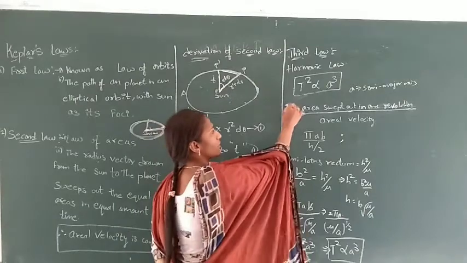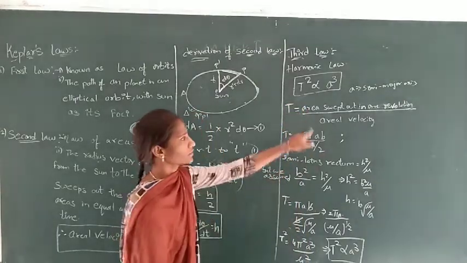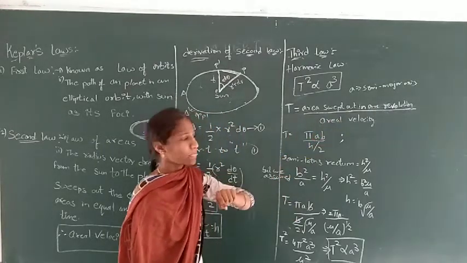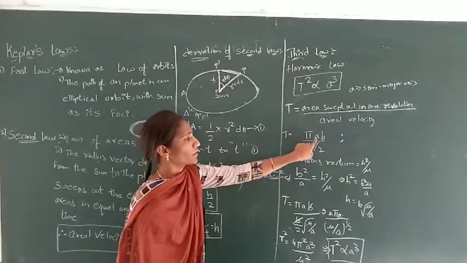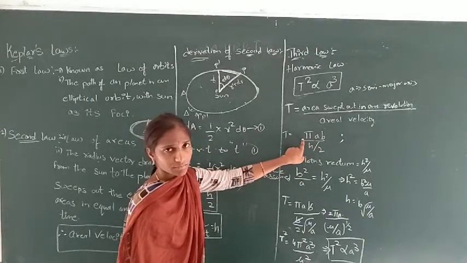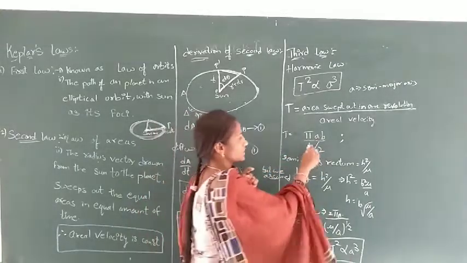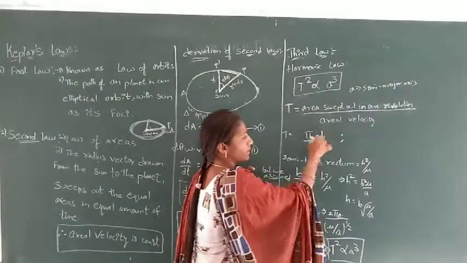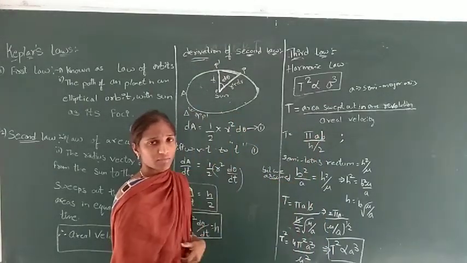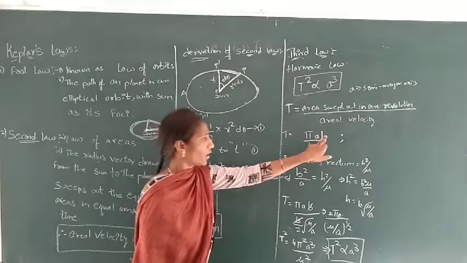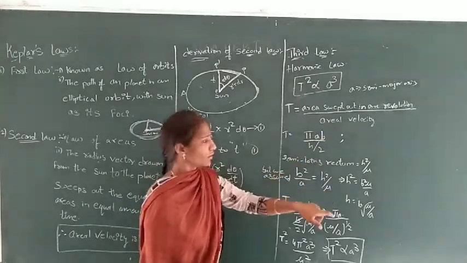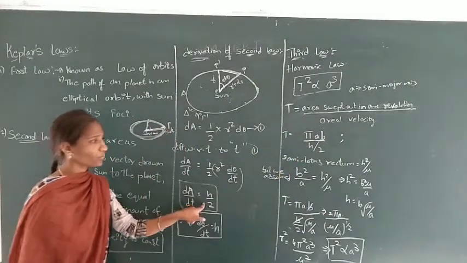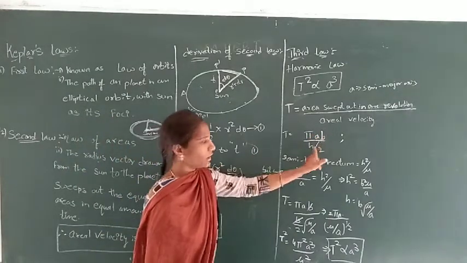Now, how is the time period calculated? The time period is the area swept in one revolution divided by the area velocity. So T is equal to pi ab, where pi is a constant, a is the semi-major axis and b is the semi-minor axis. What is the area velocity from the second law? The area velocity from the second law is h by 2. Now, T is equal to pi ab divided by h by 2.